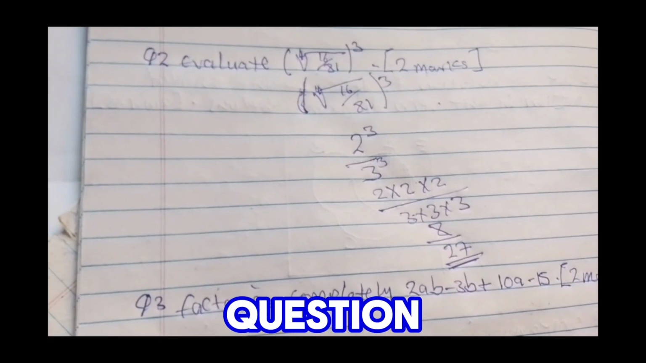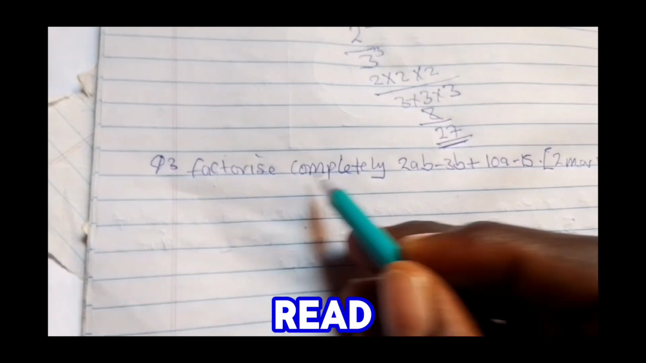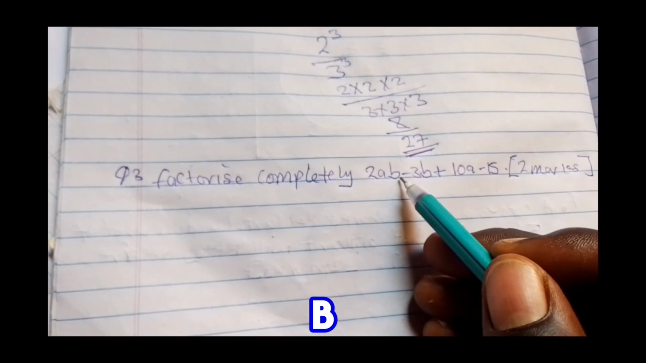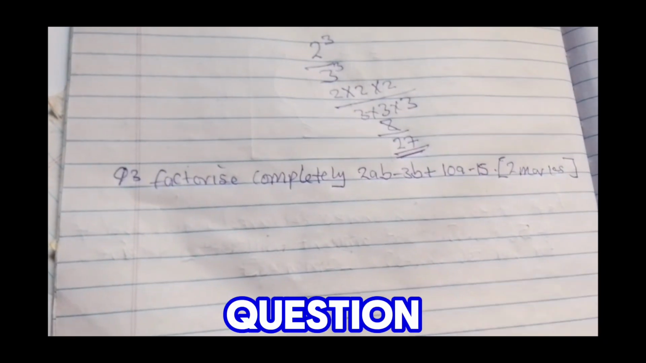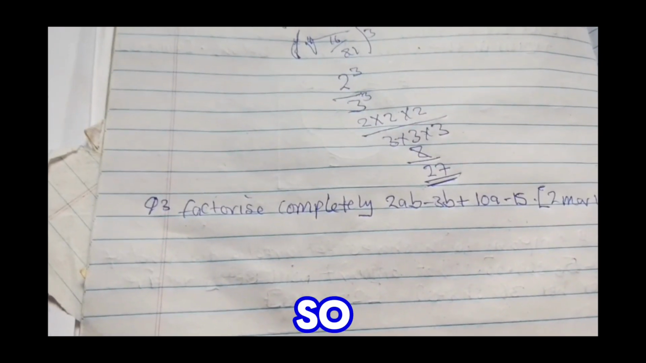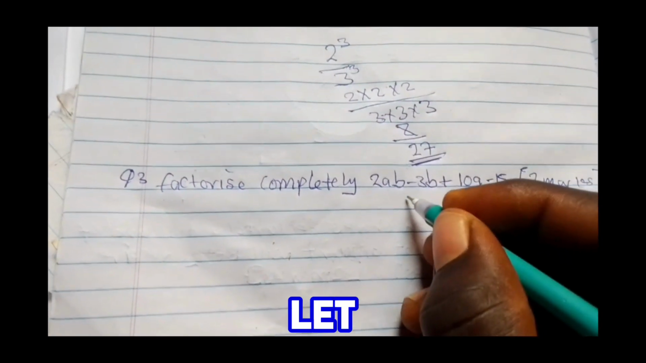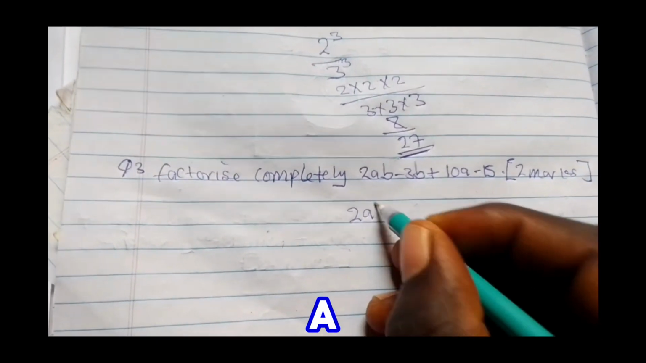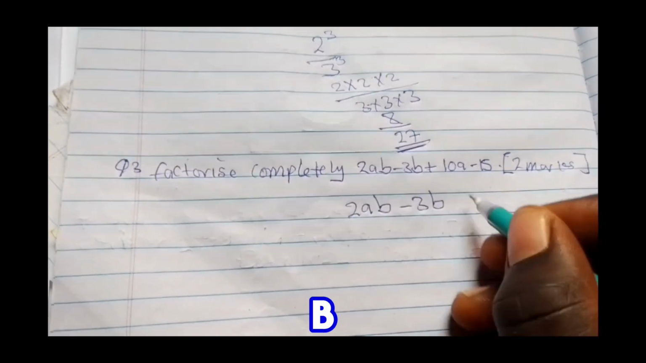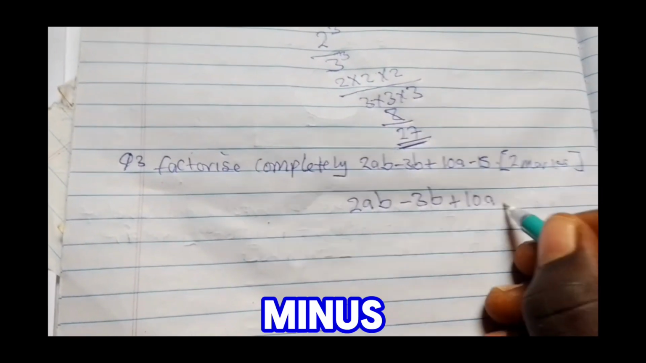So let's proceed. Question number 3. Factorize completely 2ab minus 3b plus 10a minus 15. So this question carries 2 marks. So let's write this question down here. 2ab minus 3b plus 10a minus 15.